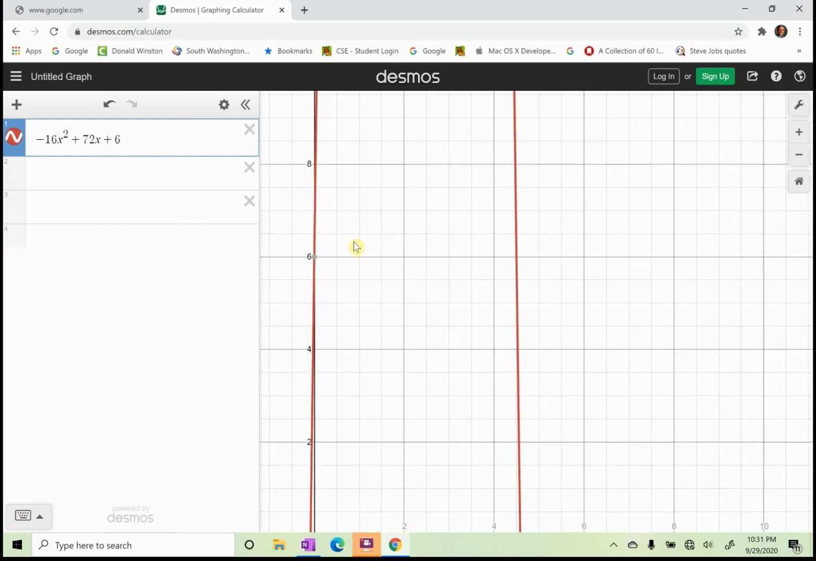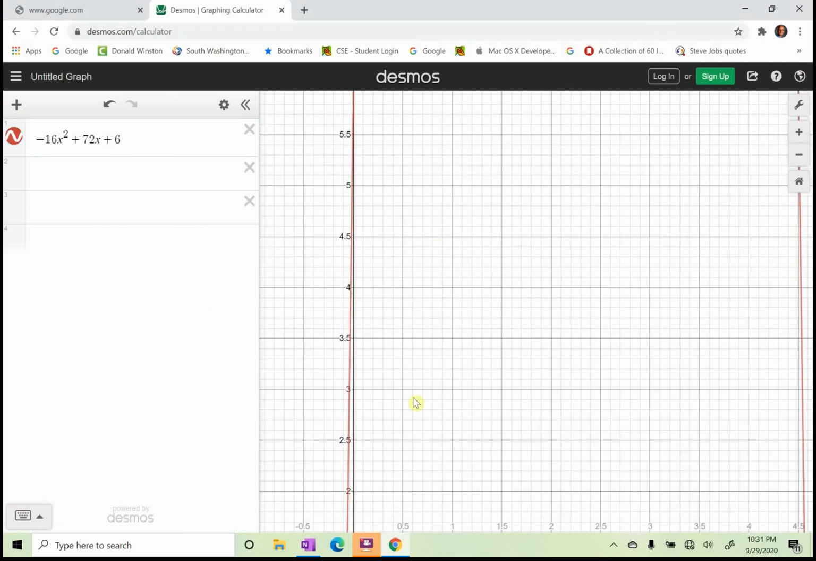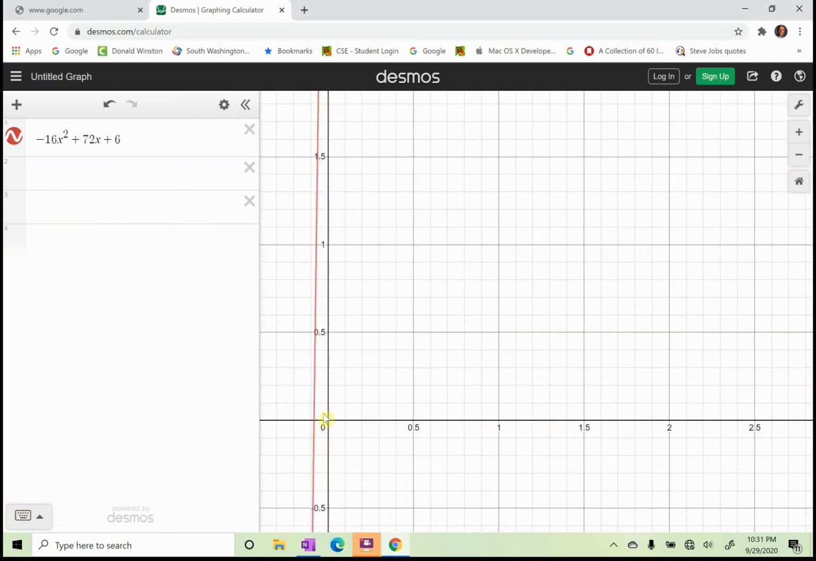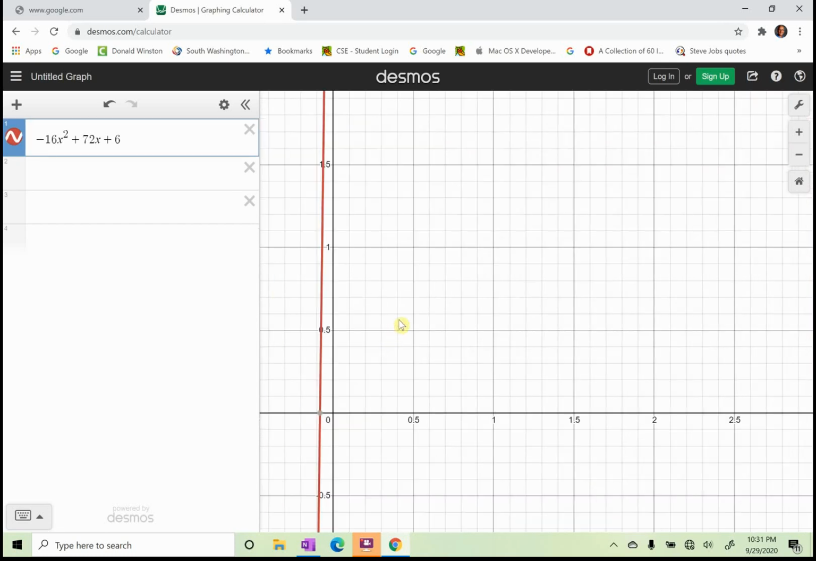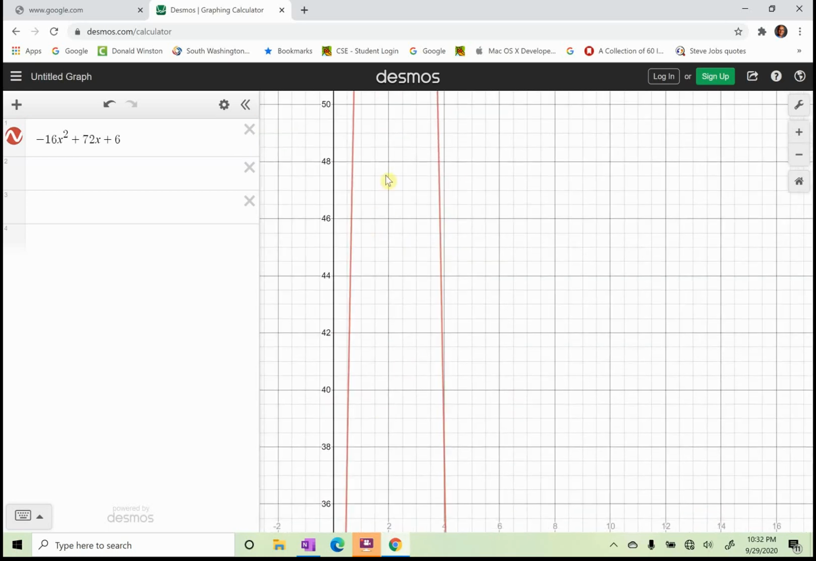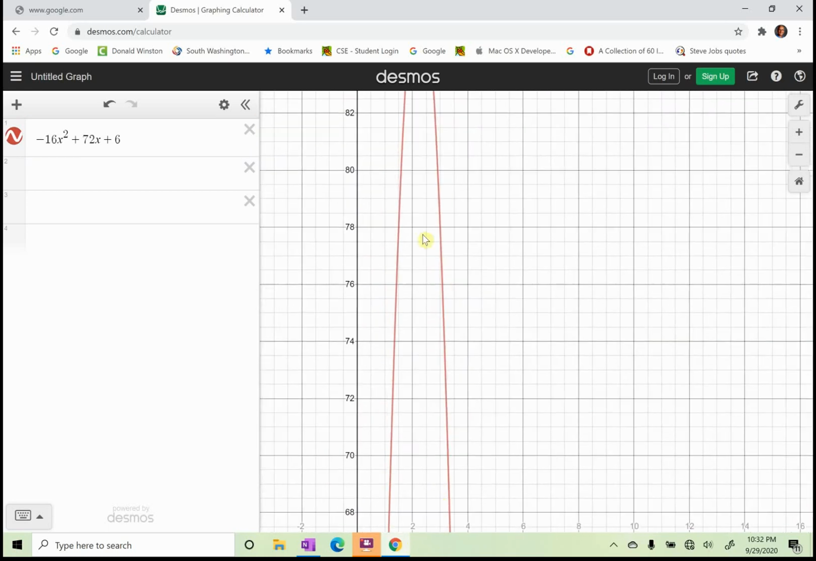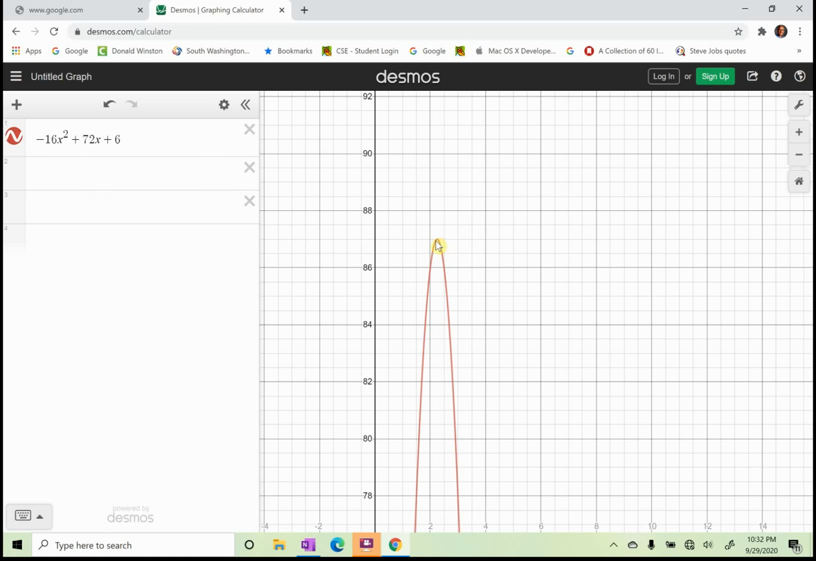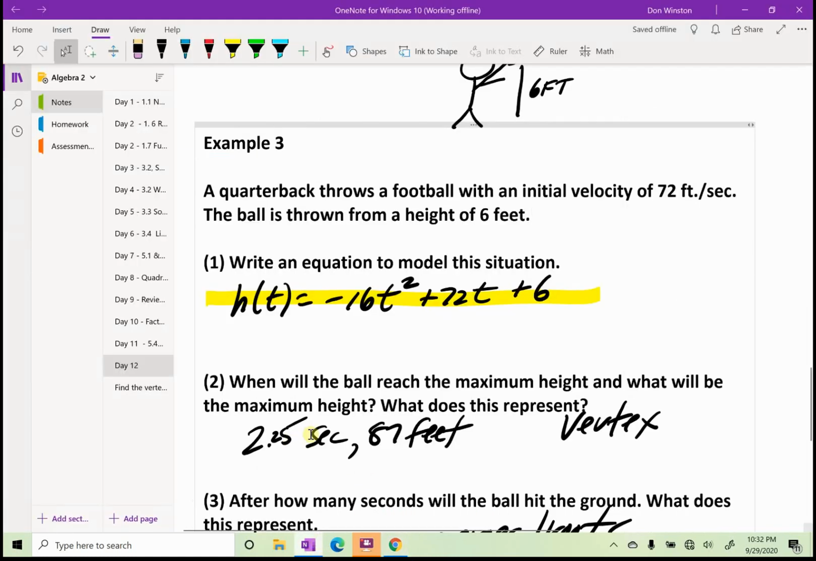Good, and then we're looking for when the football hits the ground. So again, we have a negative 0, but that doesn't make sense. Again, you can't go back in time. And then we're looking for the maximum height. So actually, we're looking for the vertex. So in 2.25 seconds, it will reach a maximum height of 87 feet, and that will represent the vertex.